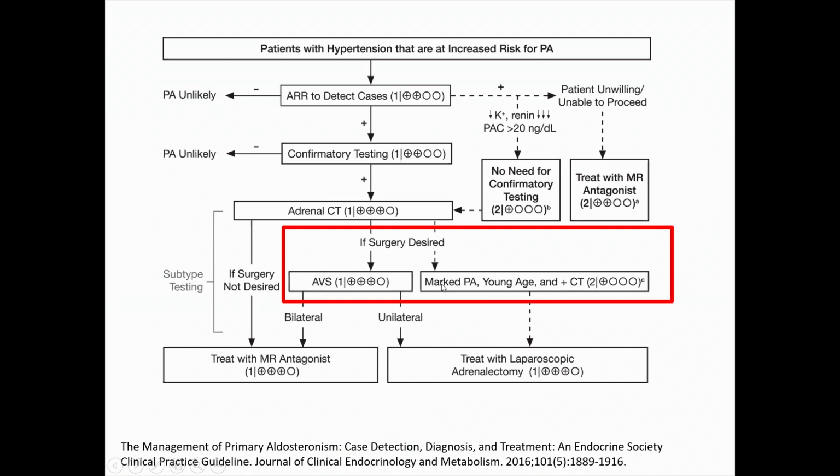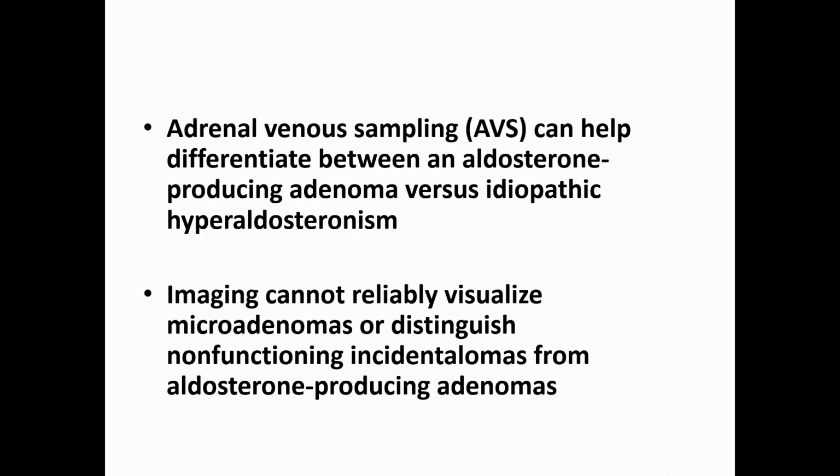If the patient has really marked hyperaldo, they're young and have a positive CT, you may not necessarily need the AVS, but on the next slide, I'm going to show why it may be important and highlight the importance of AVS. So adrenal vein sampling can help differentiate between aldosterone-producing adenoma versus idiopathic hyperaldosteronism or bilateral hyperplasia. Imaging cannot reliably visualize a microadenoma or distinguish a non-functional adrenal adenoma.